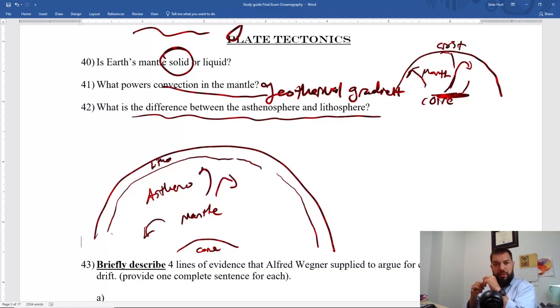It's too cold to convect, so it behaves more like a solid. I always think of the difference between the lithosphere and the asthenosphere as like cookie versus cookie dough. So the lithosphere is like a cookie. It breaks, it crumbles. You know, it behaves like a rock, like you're used to.